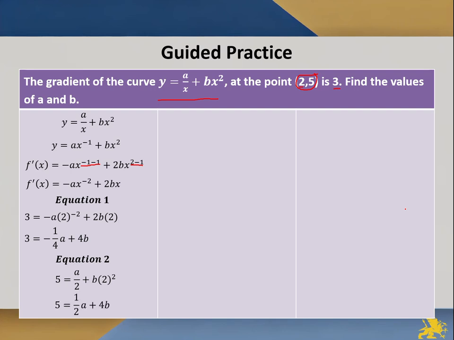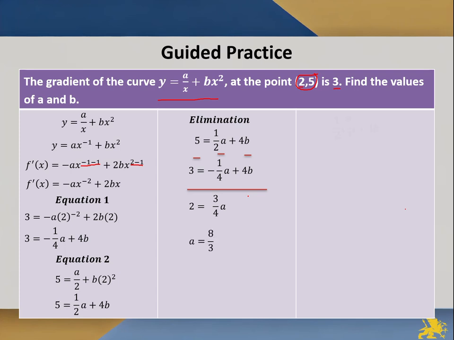Now, I can see that they both have 4b, so I'm going to use the elimination method here. So the elimination method means because they both have 4b, I can just take each equation away. So 4b take away 4b is 0, 5 take away 3 is 2, and a half a take away -1/4 a is 3/4 a. From here, I divide by 3 over 4, and I get a is 8 over 3.